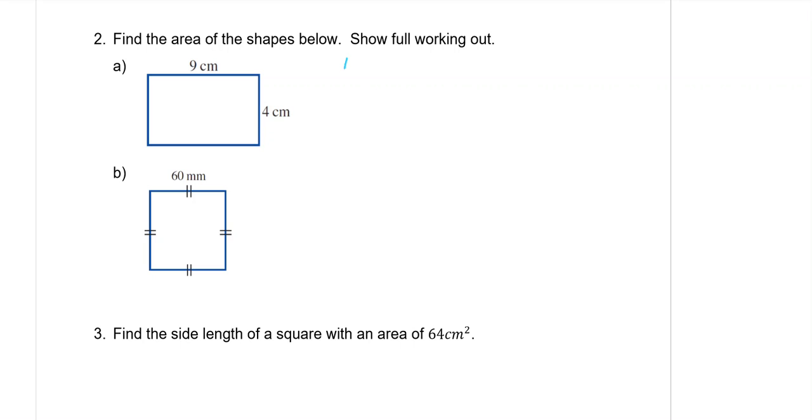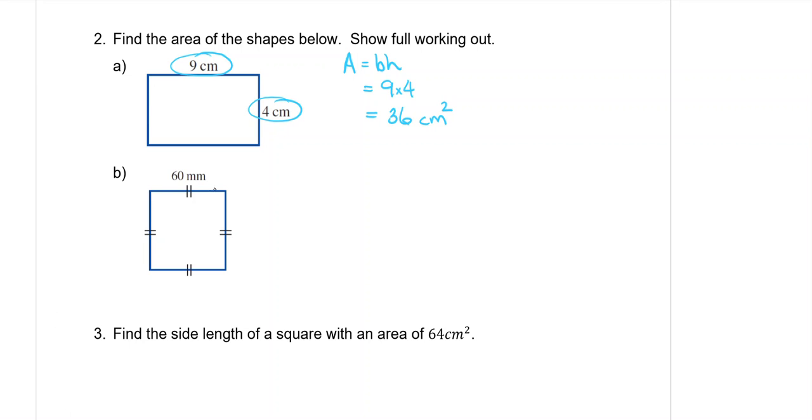The formula for the area of a rectangle is A equals BH. The B and the H stand for the base and the height. So the base and the height will be the 9 and the 4. So we're going to sub those into our formula. 9 times 4, and 9 times 4 equals 36, and this will be measured in centimetres squared because it is area.